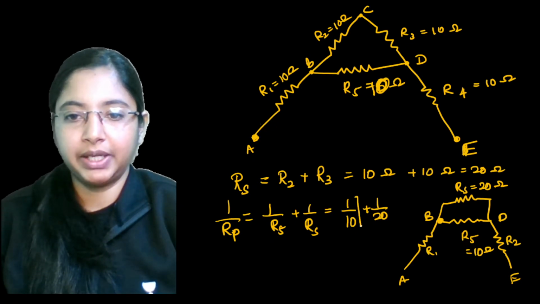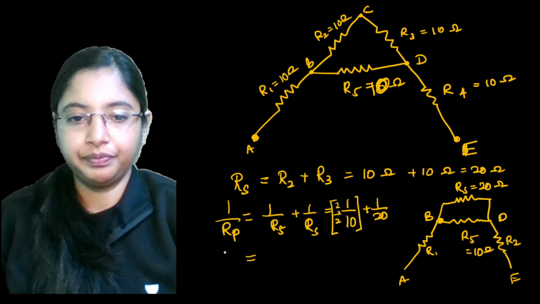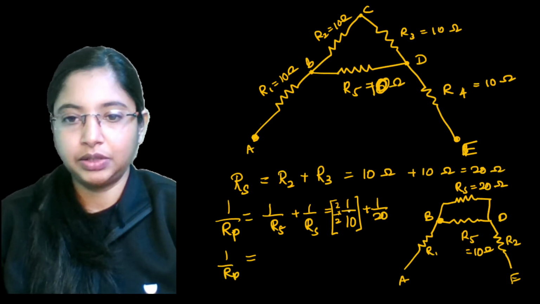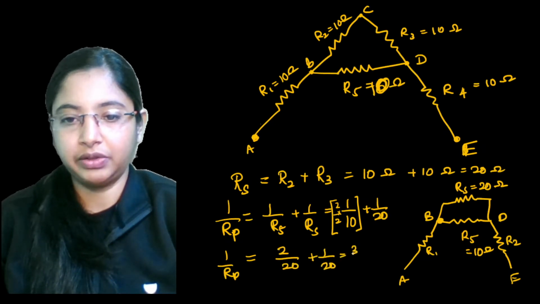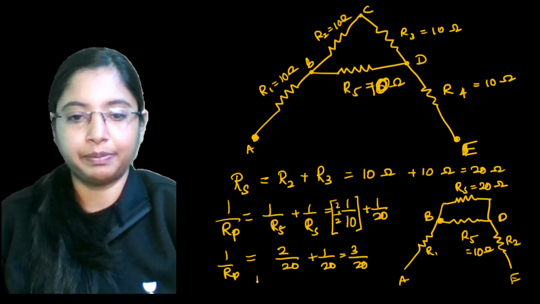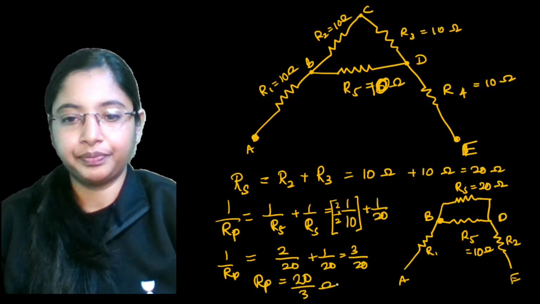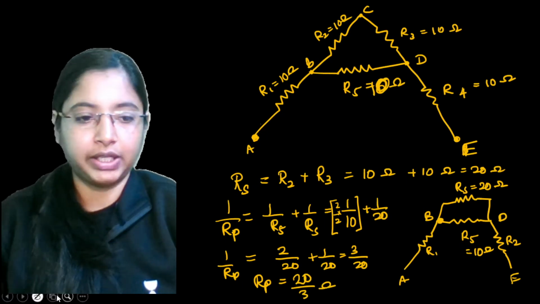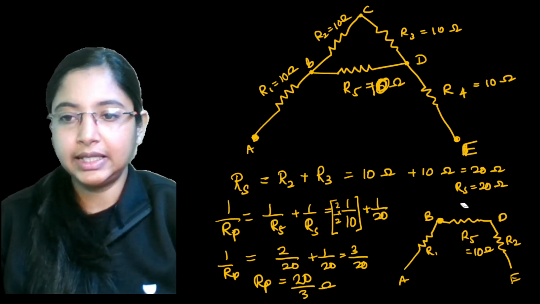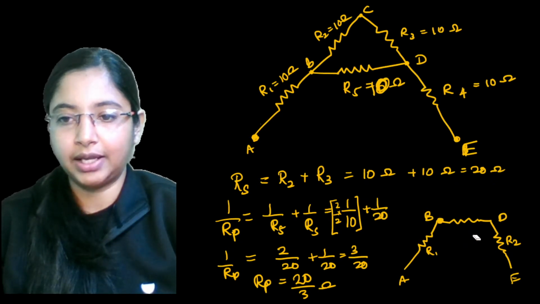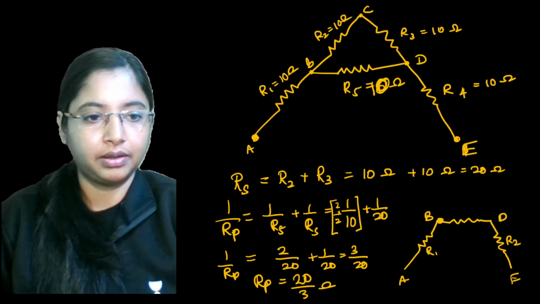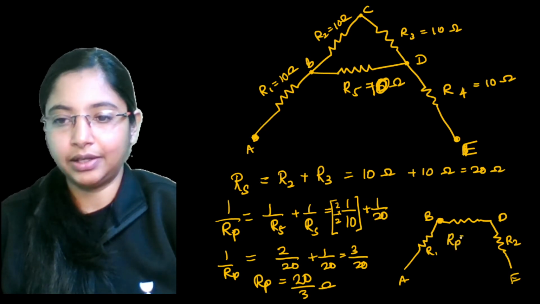Right. We will multiply this equation by 2 on both sides. So this will become 2 by 20 plus 1 by 20. This will be 3 by 20. This is 1 by Rp. So Rp means take the inverse value, 20 by 3 ohms. Now, instead of these two resistors, we can use one single resistor which has a value of 20 by 3 ohms.